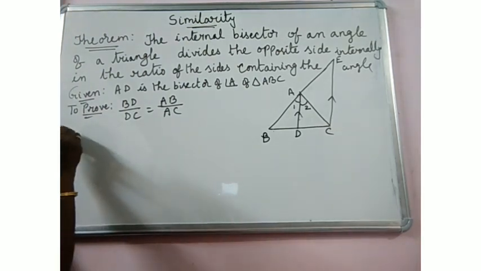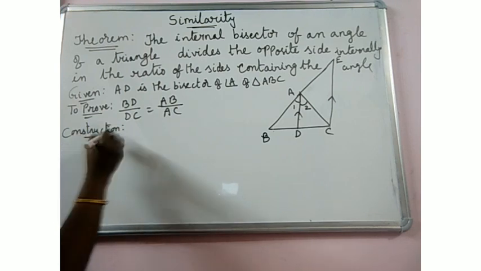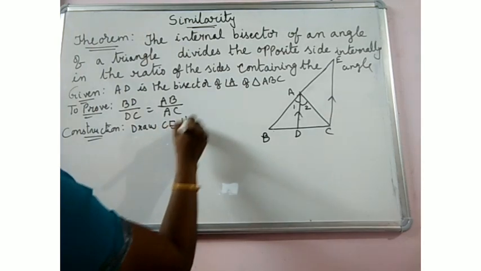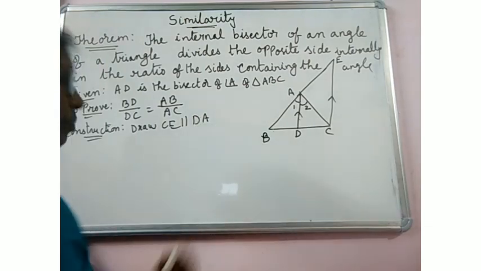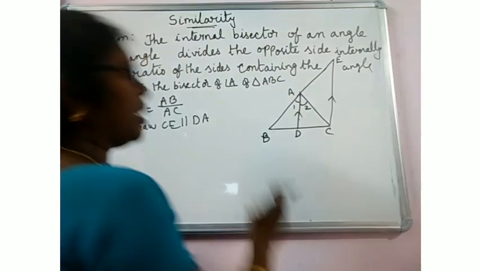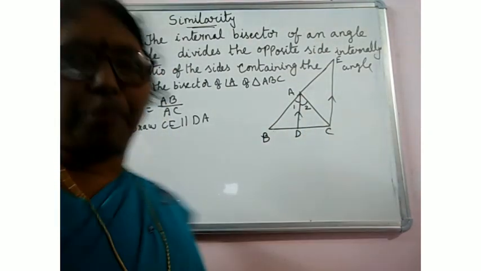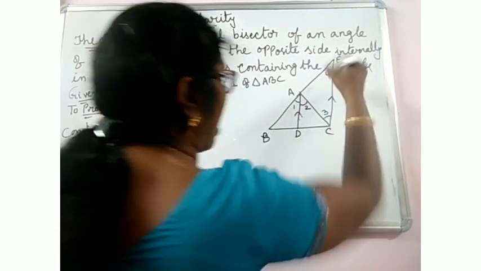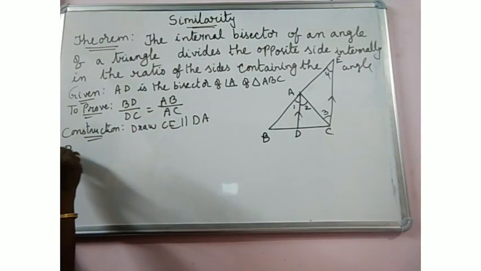So our construction step is: draw CE parallel to DA. You have to produce BA to E such that DA is parallel to CE. So these two are parallel. Let us name this angle as angle 3. This one is angle 4 for better understanding. How to prove it? Let me explain to you.